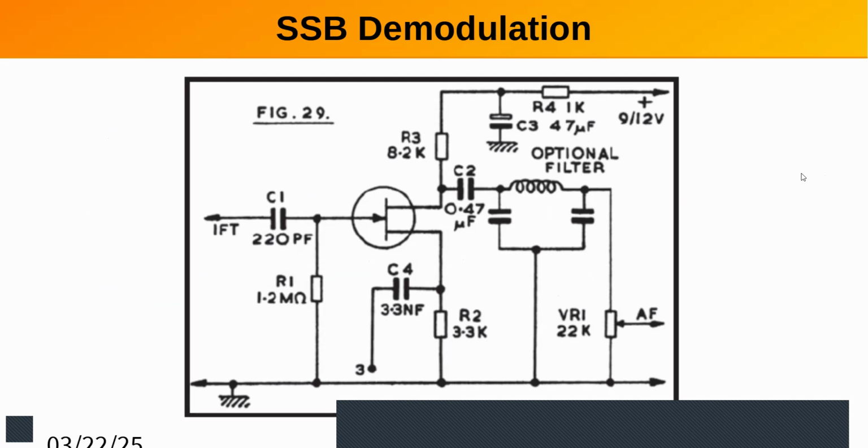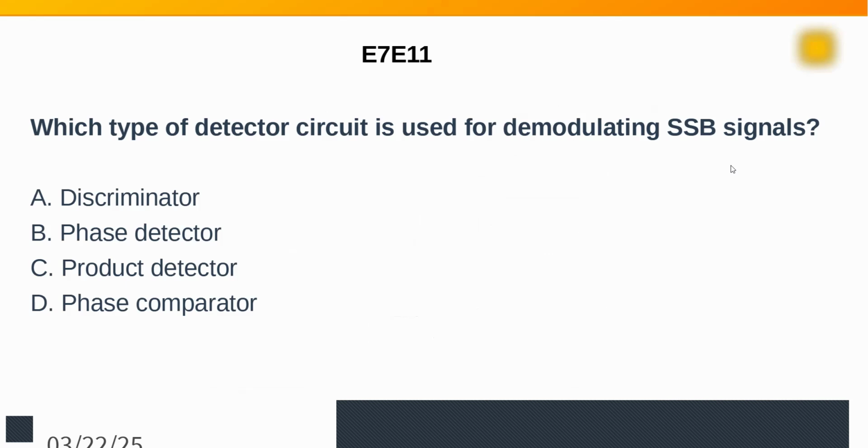Another typical circuit for a simple little radio that's doing single sideband with an FET. What type of detector circuit is used for demodulating single sideband signals? Remember, discriminator is used for FM. A phase detector is used in the phase lock loop, which we'll talk about. Charlie, I'm not sure where you use a phase comparator. I'm sure there are some.